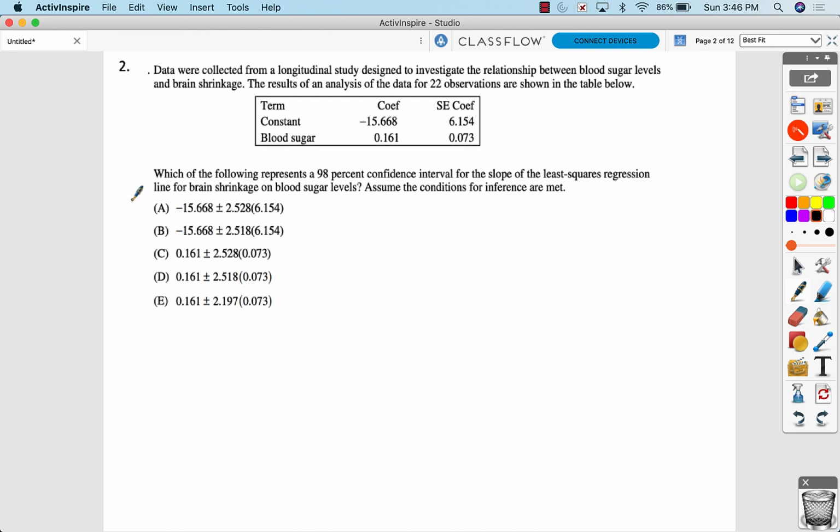Okay, go ahead and pause the video and then come back. Okay, so they're asking for a confidence interval, so it's the same idea. It's statistic plus or minus critical value times the standard error. Now, the statistic here, since we're estimating the slope, we're trying to estimate the true slope, so the statistic is going to be the sample slope.